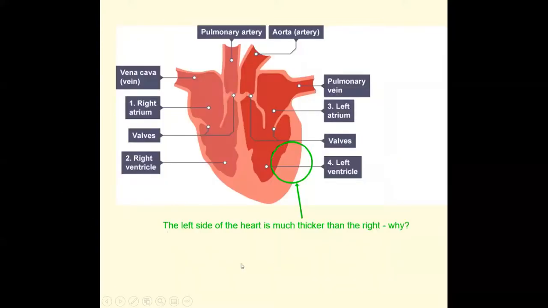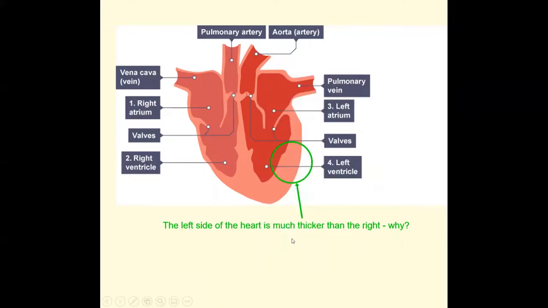So this is a more simplified version. This is more similar to what you'll have in your notes. So we can see, again, the exact same parts here. The vena cava, there's only one this time, just for simplicity. Vena cava is the vein bringing blood in. We've got the right atrium through the valve to the right ventricle, then through the valve into the pulmonary artery. And then when it comes back from the lungs, it's coming in through the pulmonary vein into the left atrium, down through the valve into the left ventricle, and then out through the valve into the aorta.